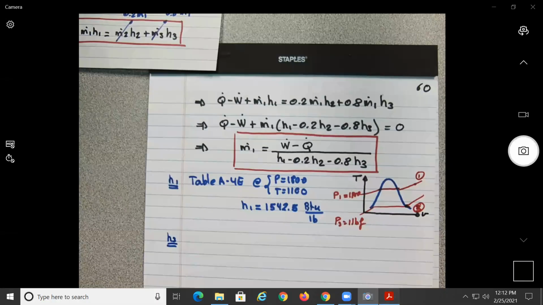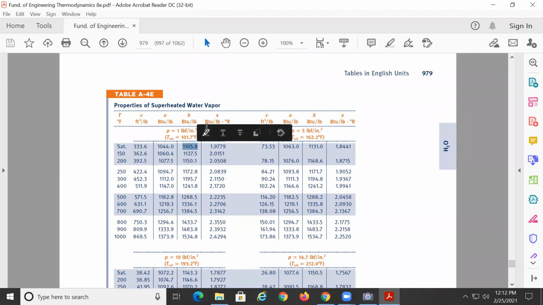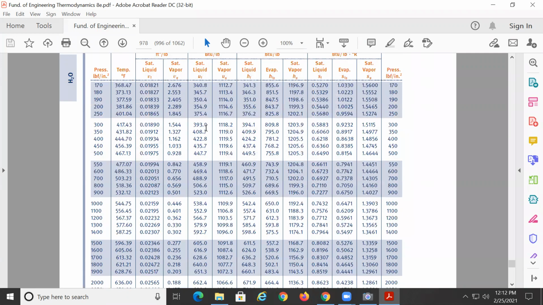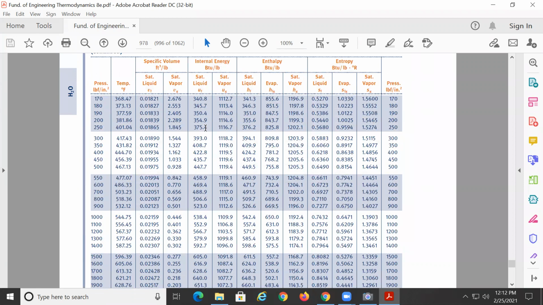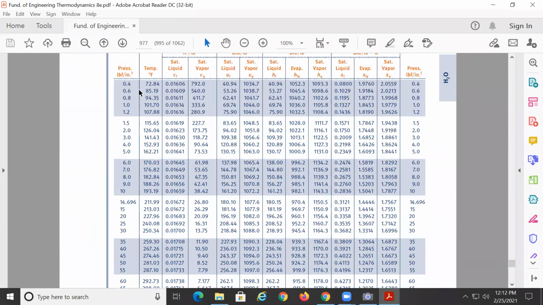All right, so we go to the tables. What is the H? It should be here, 1105.8. Okay, but from where could you get it as well? Let's say we go over here to table A3E. What is the pressure at 3? It is 1. So do we have 1 over here? All right, we need to look at what? H sub g, no? What is the value we have? The same one, no? Which is a good thing.